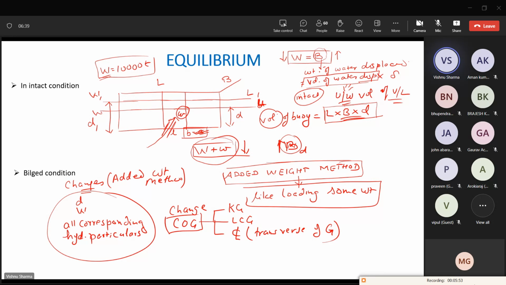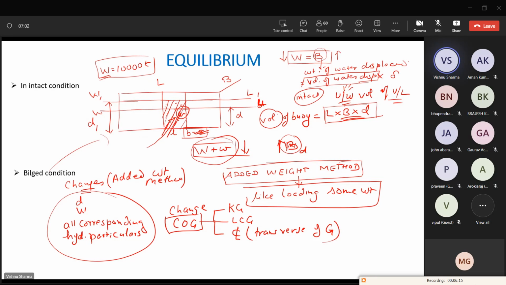What will happen? The water will first enter here, and as she sinks, the water will keep rising and the water will fill up to the final waterline. This will happen in the bilged condition under the added weight method. If you want to take a screenshot of this page, you can, because once you look at it, probably you'll be able to recall what I have tried to explain.